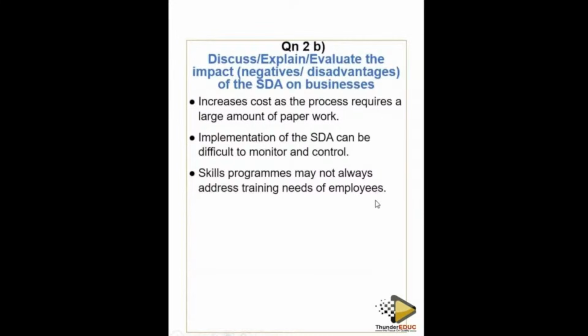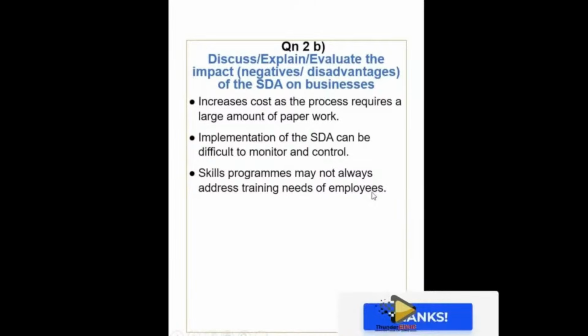So moving on to another aspect, skills programs may not always address training needs of employees. Yes, this might be true, because you may find that some of the employees, the skills that they were looking forward to enhance is not the one that is actually being provided, because the employees, they can't choose for themselves the kind of training or the kind of skills that they want to acquire. So now you may find that it is a waste of time. Then the business also, you won't be able to collect that much profit, because people still remain with the skills that they were hired with.